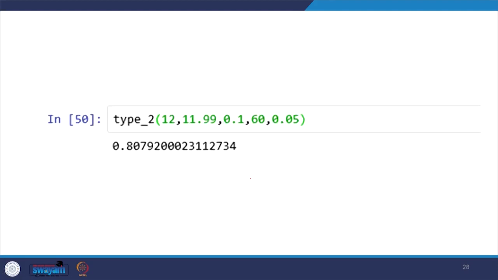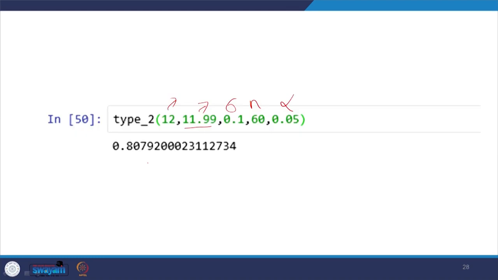Okay. I have done some code for this, for type 2 error. So, 12 is my assumed mean, 11.99 is my true mean, this is my standard deviation sigma value, this is my n, this is my alpha. So, it is 80 percent, that is why this much area. So, what are we getting?